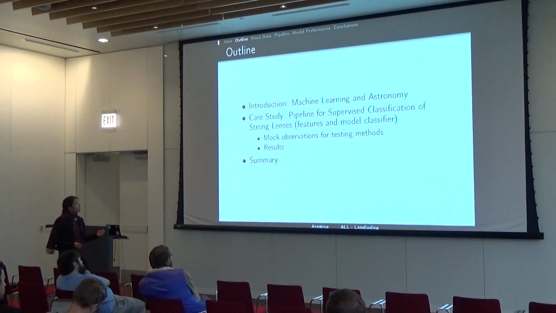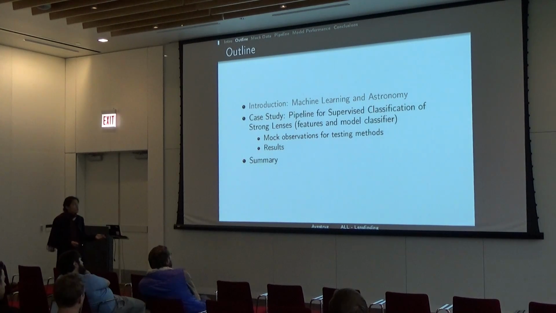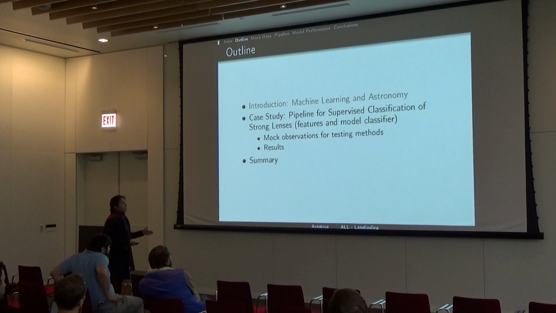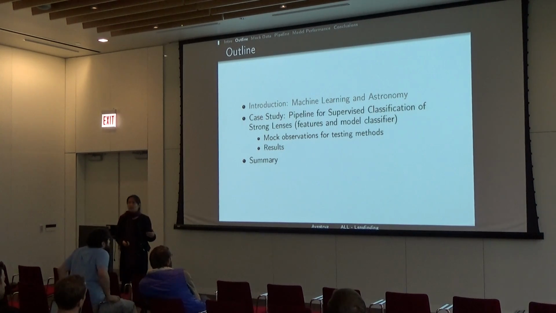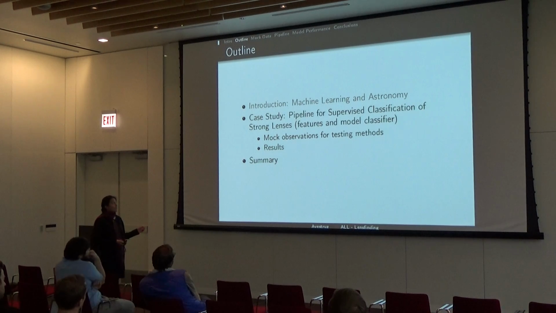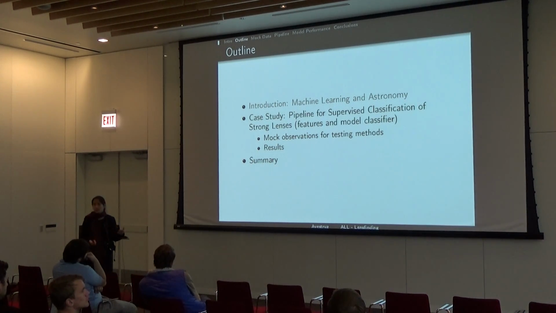So just to give you an outline for the rest of my talk, I've just gone through a broad introduction to machine learning and astronomy. And for the remainder of my talk, I'll basically just be talking through a case study where I will describe a pipeline for supervised classification for strong lenses, exhibiting a feature extractor and also a model classifier. I'll show you some mock observations for testing these methods, show you the results, and I'll leave you with some summarizing remarks.